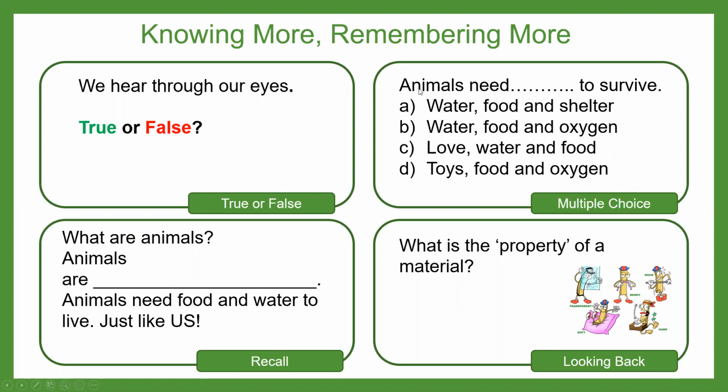Question 2. Animals need what to survive? A. Water, food and shelter. B. Water, food and oxygen. C. Love, water and food. Or D. Toys, food and oxygen.